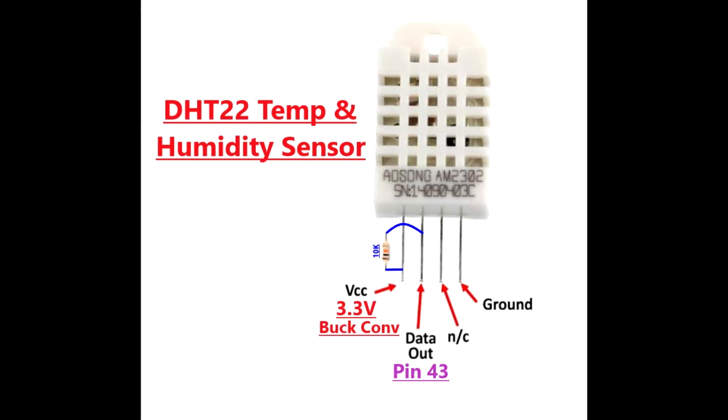Here we have the wiring diagram. It is not supplied by the buck converter, but with 3.3 volts from the Arduino. You have the data out to pin 43, the not connected pin, and the ground.